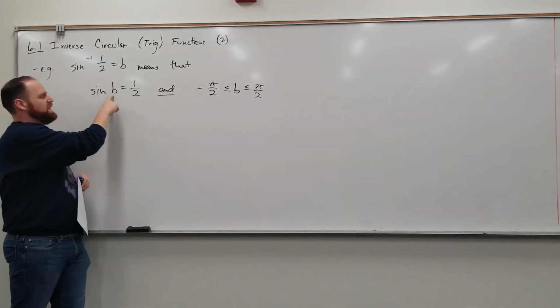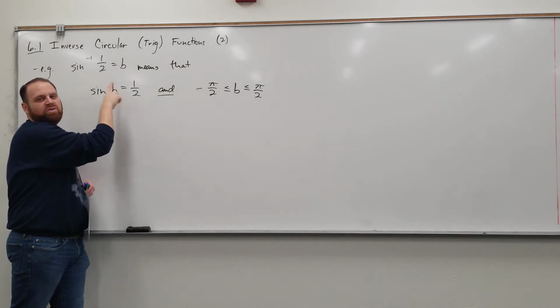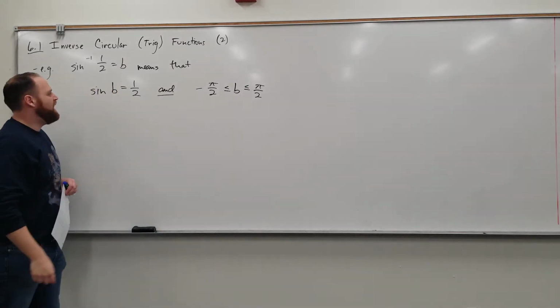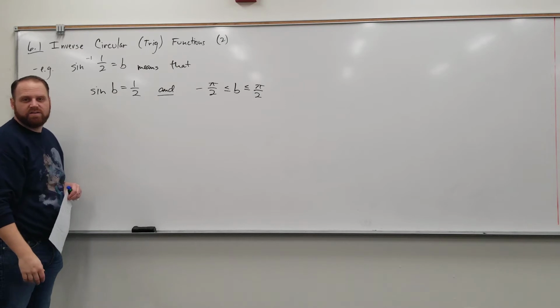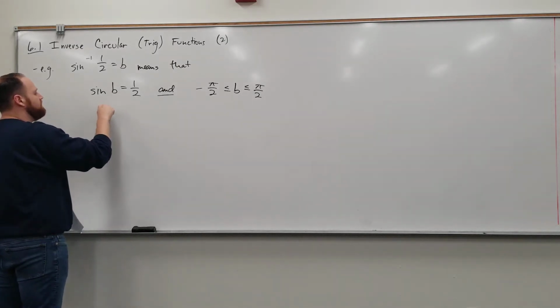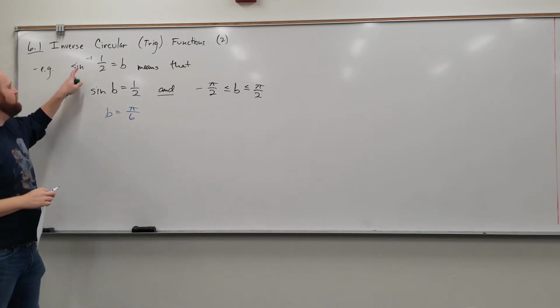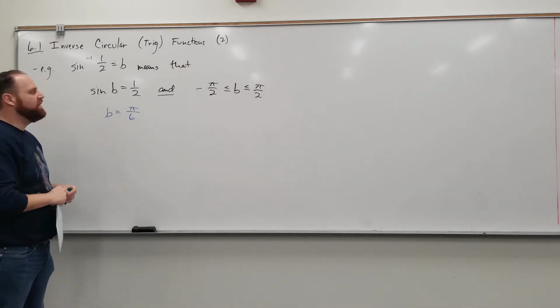There are infinitely many angles b such that sine b is equal to 1/2, but only one of them lives between negative pi over 2 and pi over 2. And that angle would have to be pi over 6. So b would have to be pi over 6. Okay, so sine inverse of 1/2 is pi over 6 and no other angle, right?